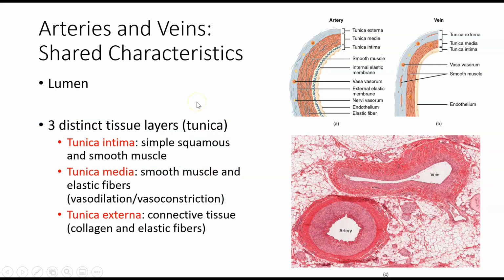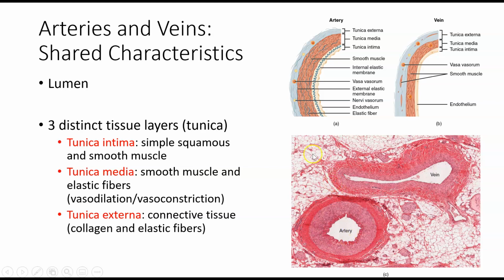A couple of characteristics about blood vessels. When we talk about blood vessels, we really think about arteries and veins, and there are some things that arteries and veins have in common. One of them is that all arteries and veins have a lumen, which is the opening in the vessel where the blood flows. The lumen is a little bit different in arteries and veins, but they both have it, which is obvious because that's the place blood flows through.